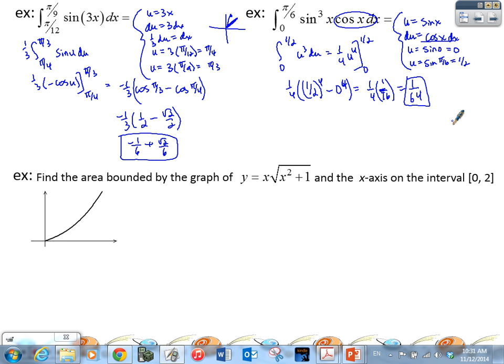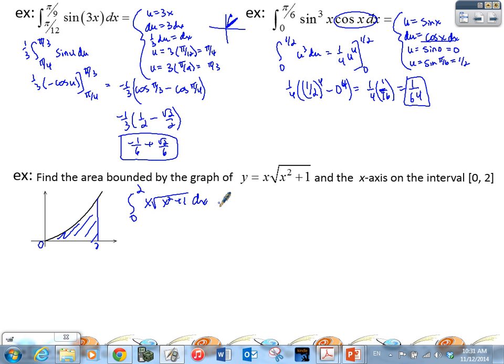Okay? And there is our fourth one. All right, great. Our last one, we're asked to find the area bound by that graph. They draw it for us, which is nice, and the x-axis and the interval 0 to 2. All right, so this is what we're looking for. So we're going to integrate from 0 to 2 for x square root of x squared plus 1 dx. That's the integral that we're going to do.